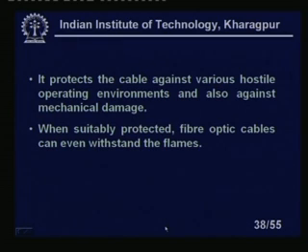When suitably protected, the fiber optic cables can even withstand flames. If engulfed by flames, we have observed that the fiber optic cables can survive, which is impossible in the case of the copper cable and all those things.